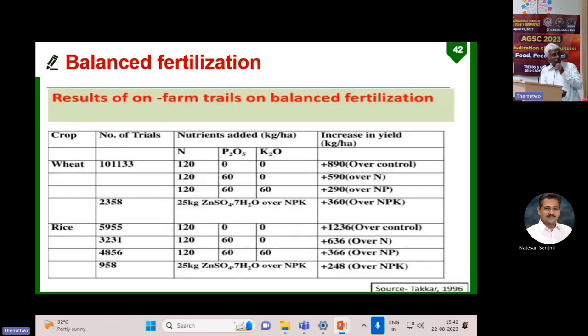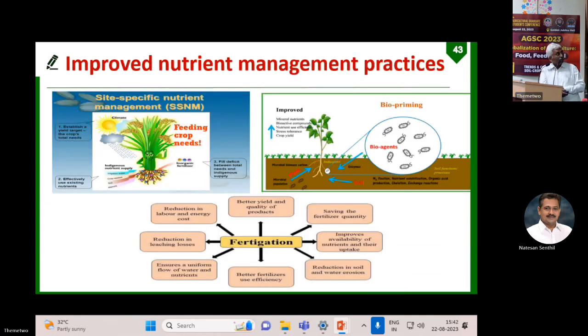These are also some of the on-farm trial results wherein, going for a balanced fertilization instead of a single nitrogen, if you add phosphorus and potassium, there is invariably an increased yield. That clearly indicates one has to go for balanced fertilization instead of a single fertilization.